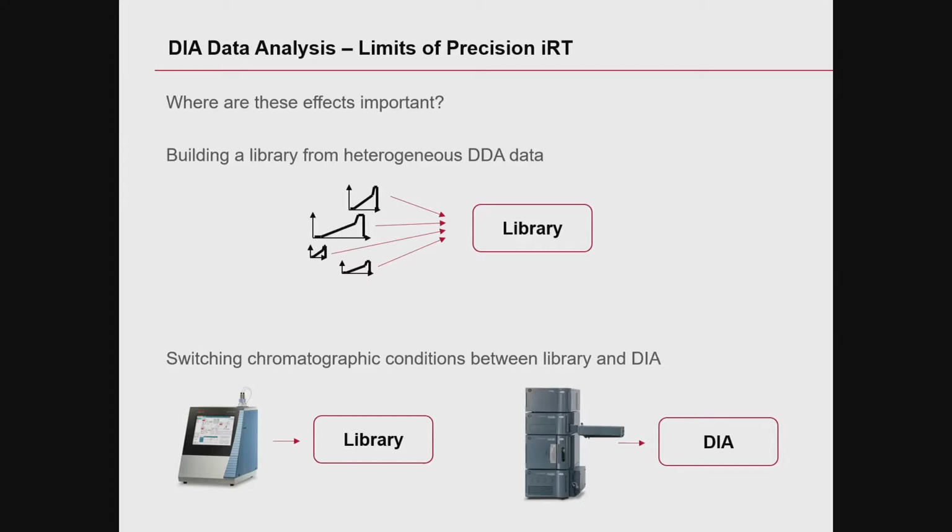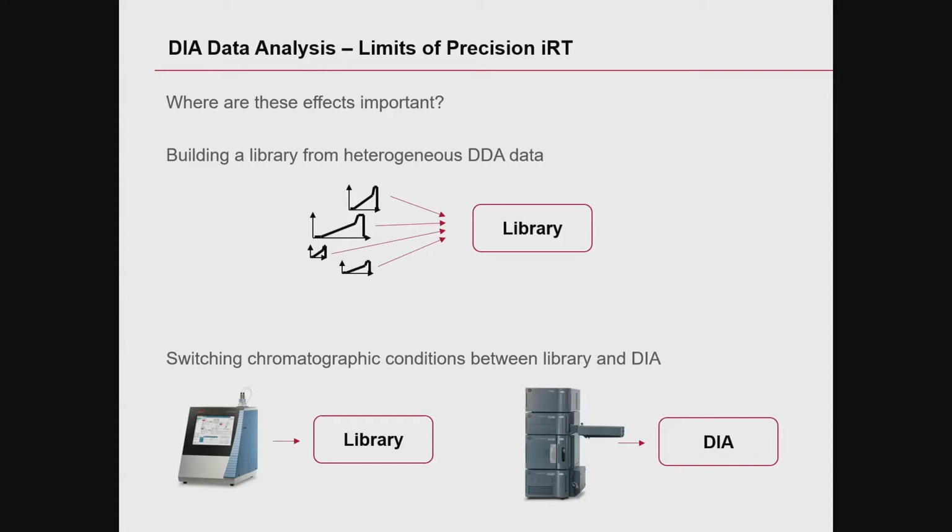And then where are these effects really important? They are really important at two steps. The first one is when you are building your library from heterogeneous DDA data. Then if you consider all of the things said before, you can make a better library if you better homogenize your iRT, or if you're using precision iRT for that. But of course, you will get the best libraries if it's really based on very homogeneous data.